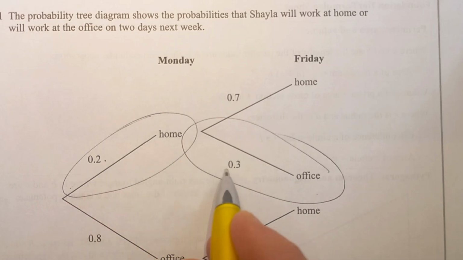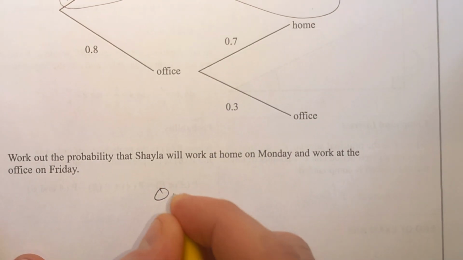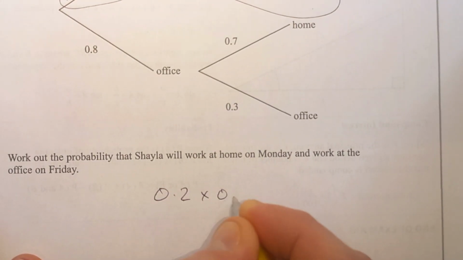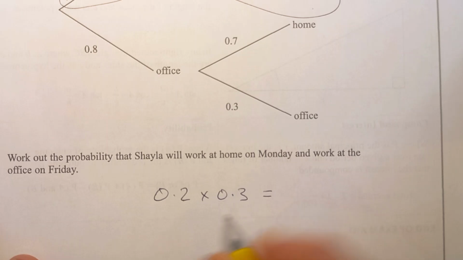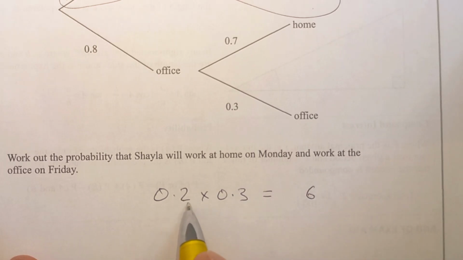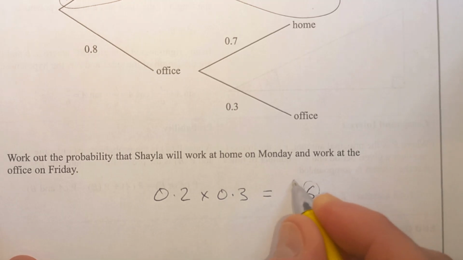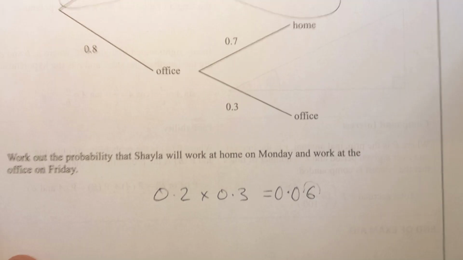So we've got the 0.2, 0.3. We're going to multiply those two together. 2 times 3 is 6. We've got 1 decimal place here and another decimal place here. So we move the decimal point once, twice. So we've got 0.06.